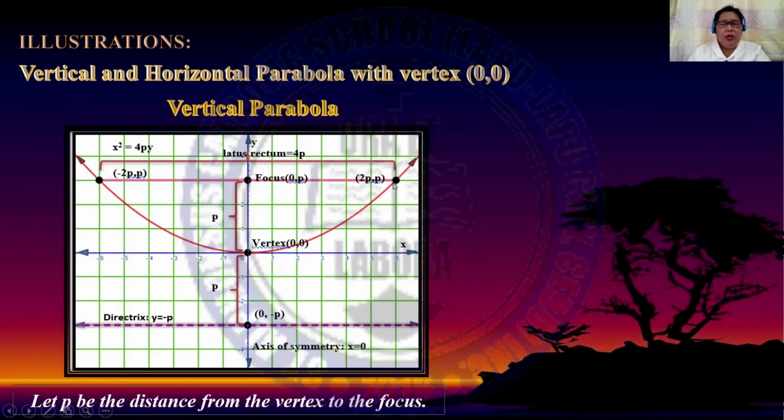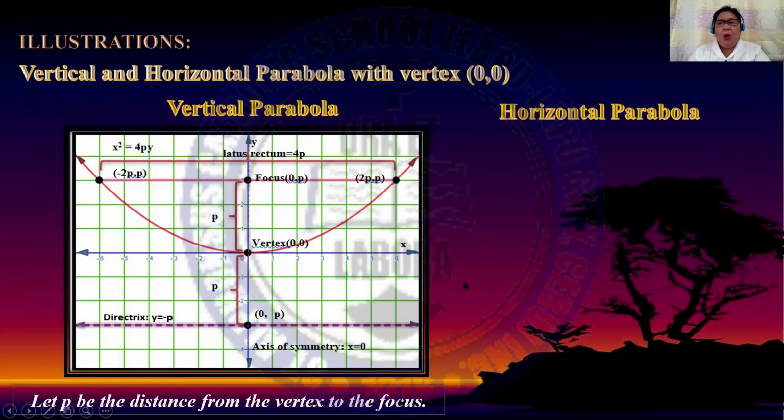This point is one of the endpoints of the latus rectum. And this is the other endpoint of the latus rectum. This segment is what we call the latus rectum. And we call this segment the focal chord. And the measure of the latus rectum or the focal width is 4p. So from the focus to one of the endpoints is only 2p.